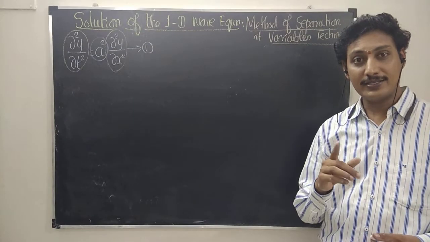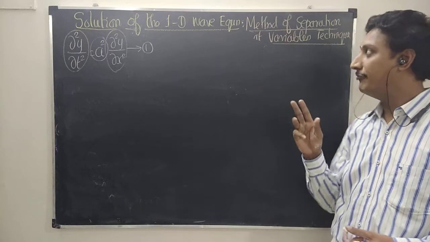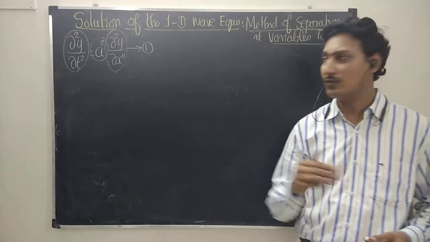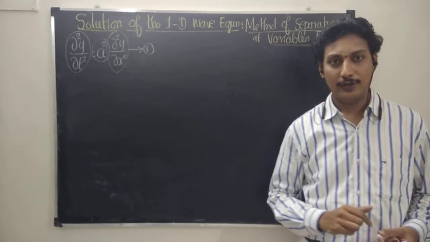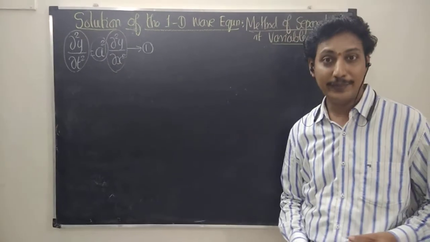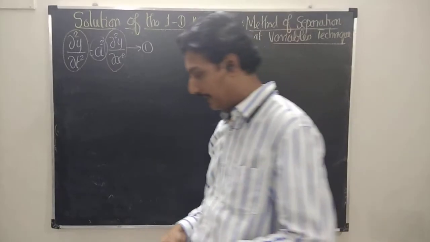Solution of the one-dimensional wave equation. How to solve the one-dimensional wave equation? What is the one-dimensional wave equation? ∂²y/∂t² = a² ∂²y/∂x², isn't it? What is a²? a² is the tension of the string divided by the mass of the string per unit length.